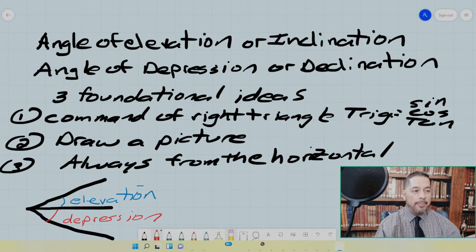And third, you must understand that angle of elevation and angle of depression problems are always from the horizontal. So your angle of elevation is upward from the horizontal and your angle of depression is downward from the horizontal. With these three foundational ideas, you should be able to solve any angle of depression and angle of elevation problems. I'm about to do a couple problems as examples.